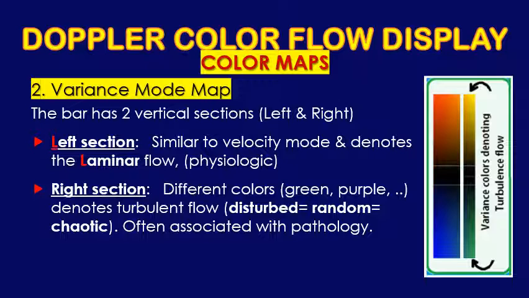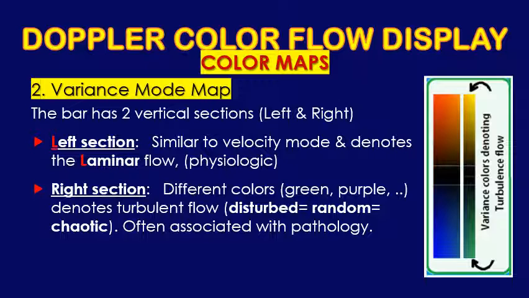Another type of map is the variance mode map. Variance mode is similar to the velocity mode, but it adds another color code. What is this color code? It is given if there is turbulence. Turbulence means that we have a Reynolds number above 2000, so there is a turbulent flow here, and turbulence means that we have different directions, so it's not parallel to the flow. It has different directions and different velocities, which is chaotic flow or turbulent flow, right?